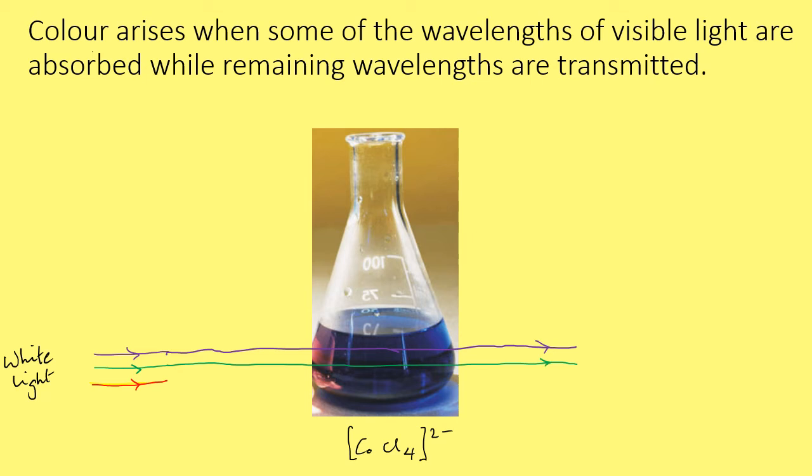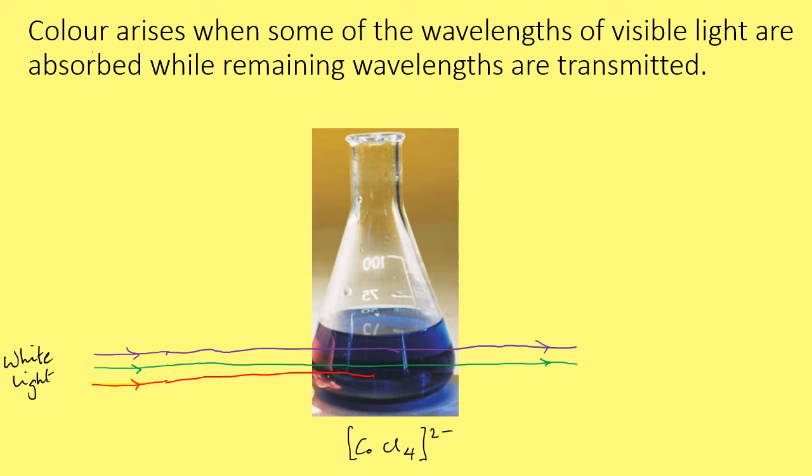But the yellow light, which we've drawn as red, comes along and gets absorbed. It hits one of those electrons in a lower energy level 3d orbital, and the electron absorbs that energy, gets promoted into a higher energy level, and that's it. It's got that energy. So that's where that photon stays.